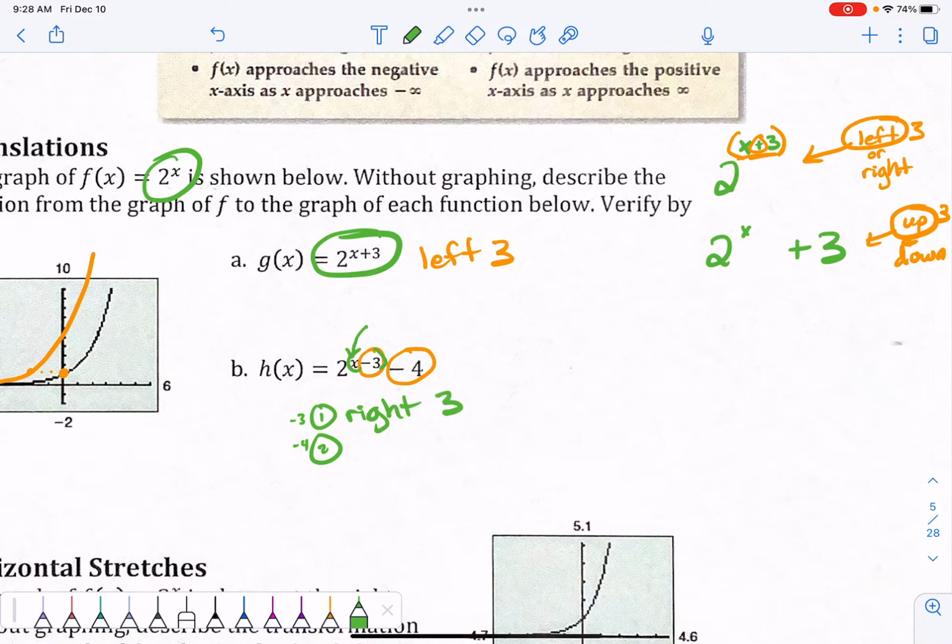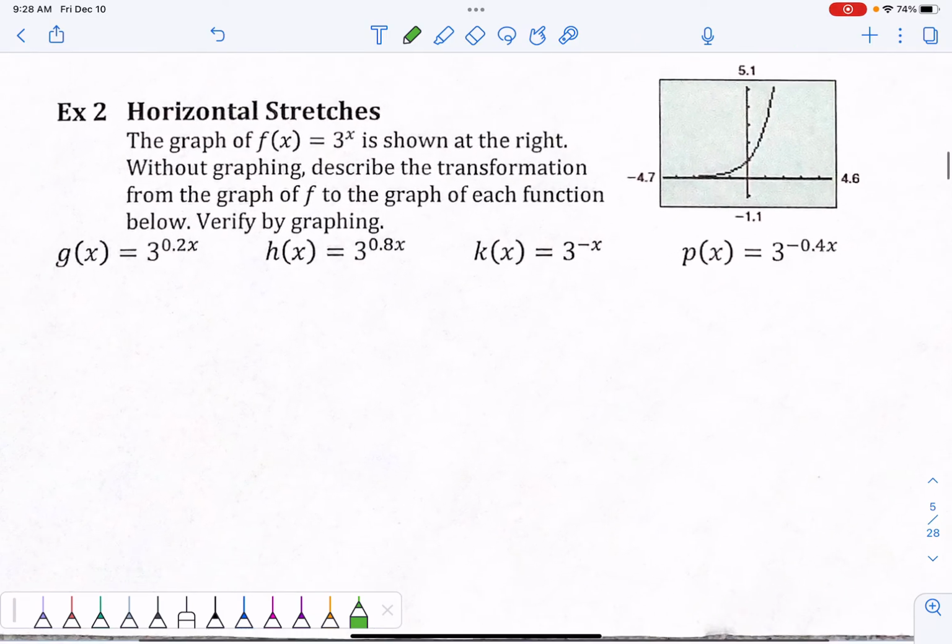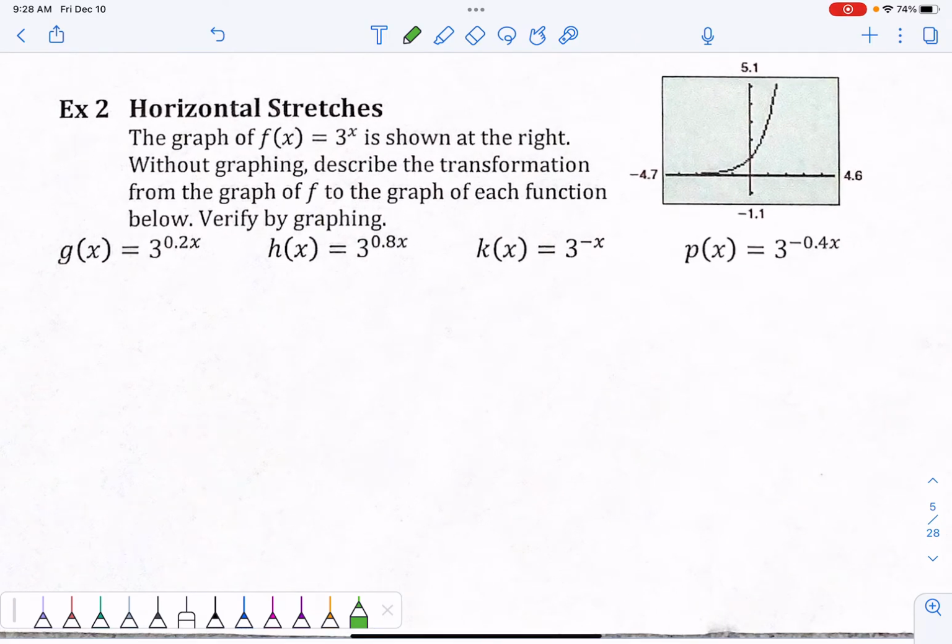And the -4 is going down 4 units. So this is kind of like stuff that we've done before. It just looks a little different when we're doing exponential functions. Okay, let's go down to horizontal stretches and compressions.